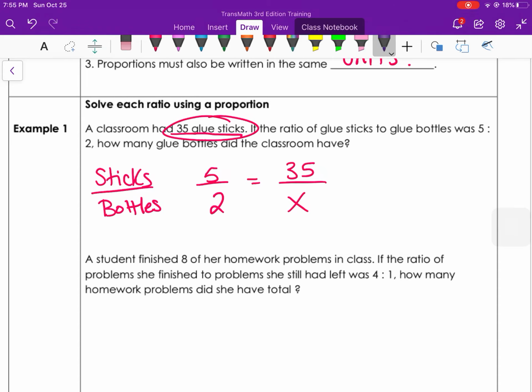I can solve this one with the horizontal strategy because I know that 5 times 7 is 35. So do the same thing on the bottom to get from here to here. So 2 times 7 is 14, which means that x equals 14 in my proportion. So that means there were 14 glue bottles.